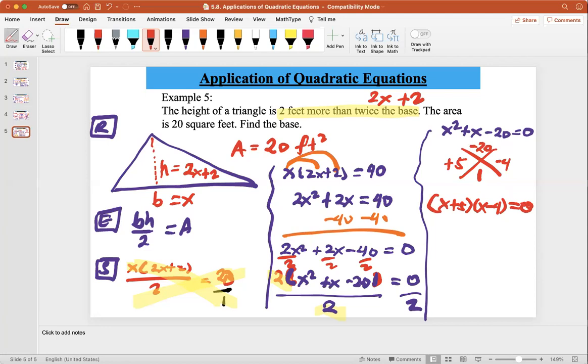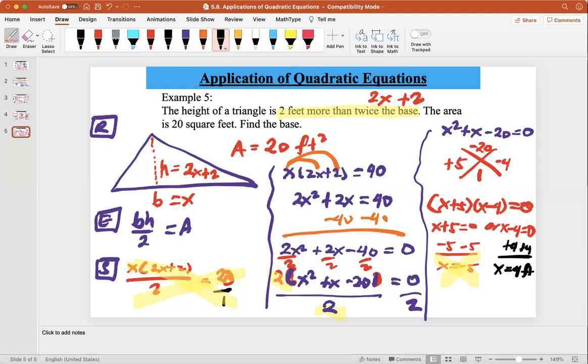Setting each factor to 0, we have x plus 5 equals 0, or x minus 4 equals 0. Minus 5, x will be negative 5. We cannot use this because it's a negative number. We're talking about sides, base and height, and they cannot be negative. So let's see if we have a positive number here. Plus 4, plus 4. Now your x is positive 4. 4 feet.